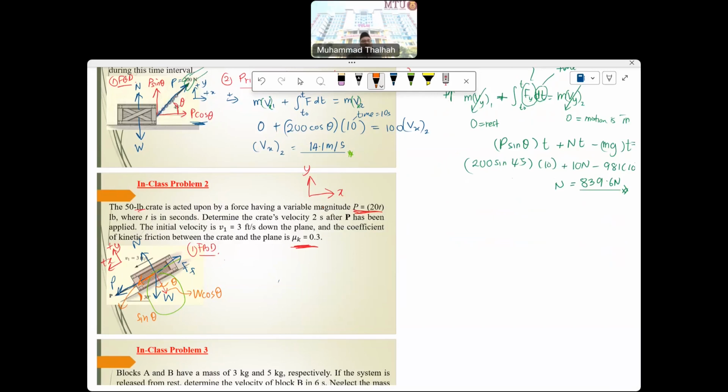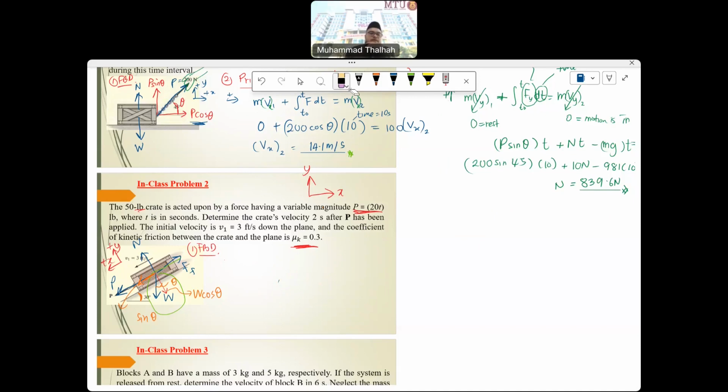So I have resolved all the forces right away on the free body diagram. Although in your exams, the free body diagram will only require you to draw the forces, not the resolved forces. Understand? In your exam, if you just show me this is W, this is F, the friction, this is normal, and this is P, that will give you full marks. No need to show the resolved directions.